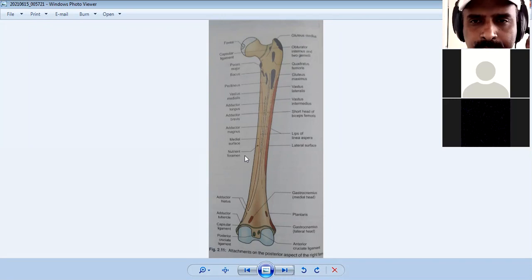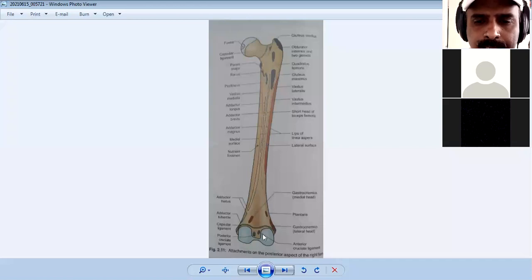Now I am going to discuss the upper one third, middle one third, and lower one third of the shaft of the femur. Now I am talking about the middle one third, which has three borders and three surfaces. What are the three borders we are going to have here? One is the medial border, one is the lateral border, and this is the posterior border. So medial, lateral, posterior border.